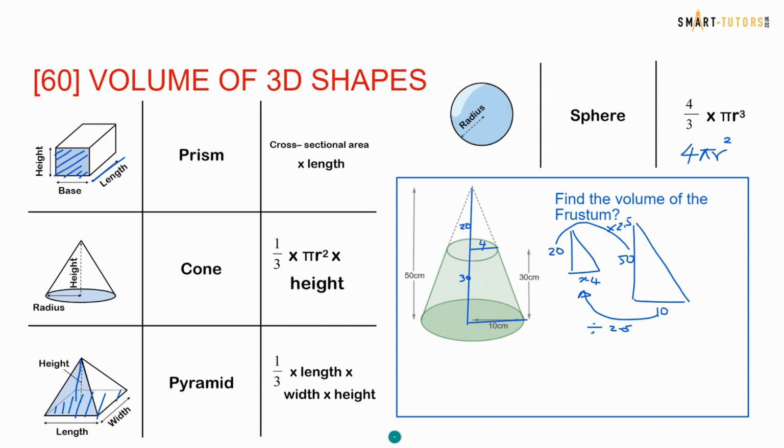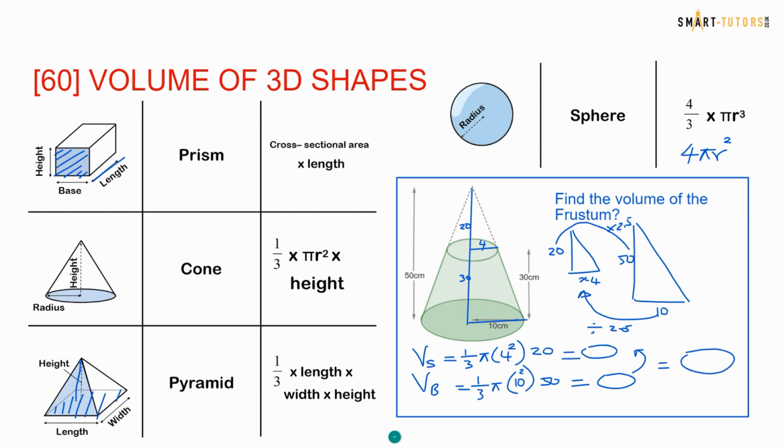Volume of the small cone, 1/3 pi r squared h, which is 4 squared, h is 20. Volume of the big cone, 1/3 pi r squared, which is 10 squared, h is the full height, 50. So find the answer for this, find the answer for this, and you need to take away the small from the big; that remaining is called the volume of the frustum. That is the topic 16.